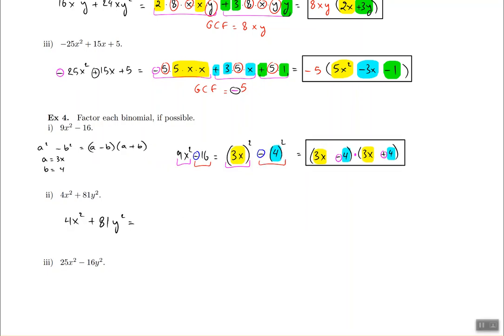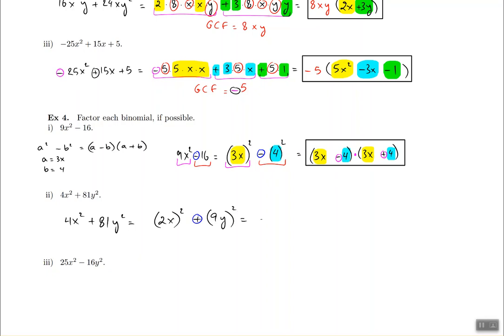So if I try to do the same strategy again with part 2 of this problem, I can rewrite the 4x squared as 2x all to the power of 2. I can write down the 81 as 9y to the power of 2. So then 81y squared can be rewritten. However, unfortunately in this case, we have a plus sign. So this is kind of bad. It just means that this problem cannot be factored.